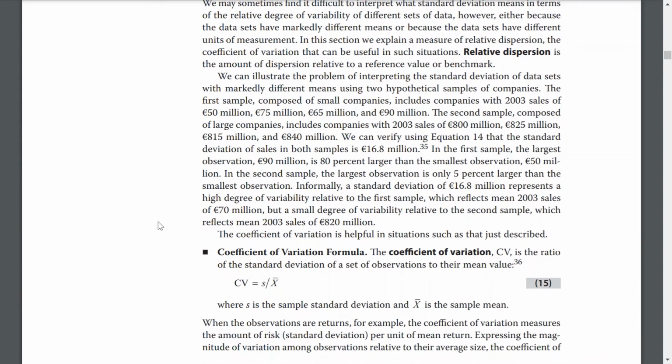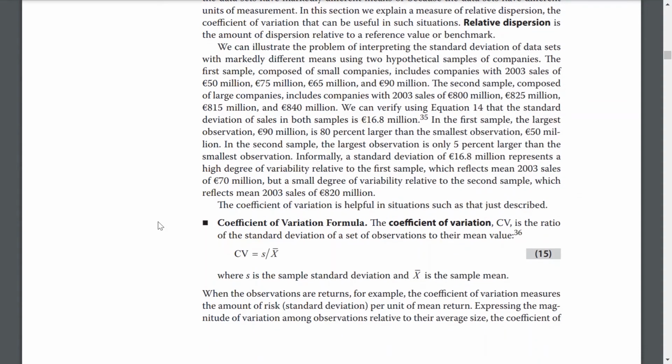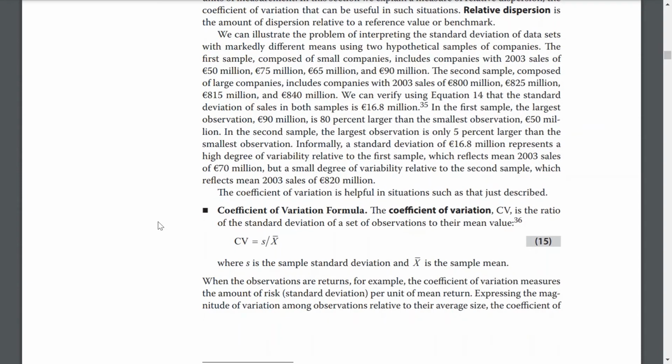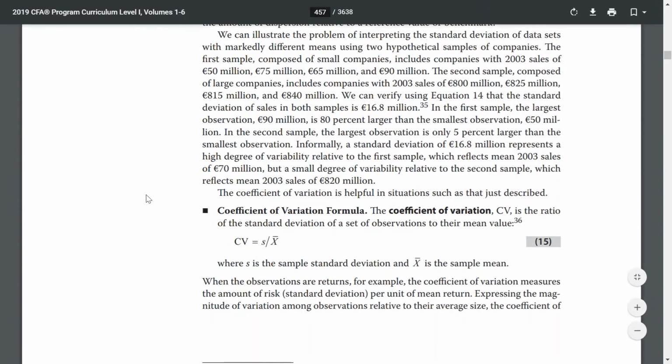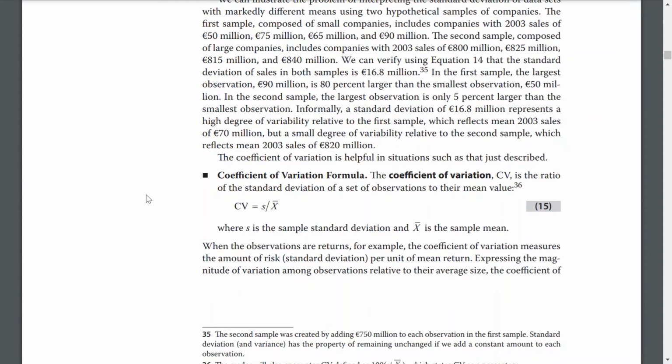Informally, a standard deviation of 16.8 million represents a high degree of variability relative to the first sample, which has mean 2003 sales of 70 million euro. It represents a small degree of variability relative to the second sample, which has mean 2003 sales of 820 million. The coefficient of variation is helpful in situations such as that just described.